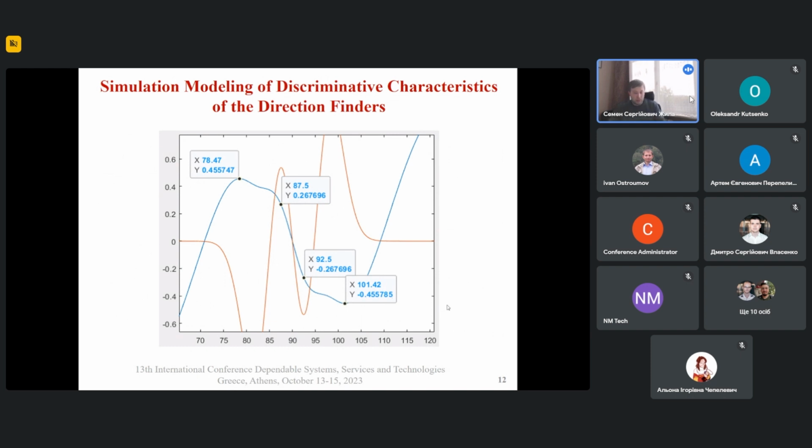And then we decided to go further and proposed the direction finder with the highest quality of direction measurements, but with the narrowest region of unambiguous measurements.